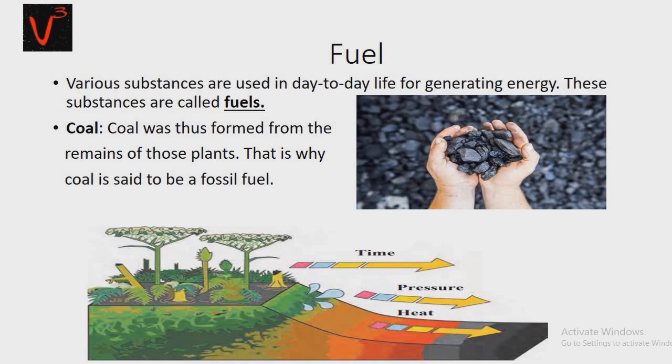Millions of years ago, forests got buried underground as a result of certain natural events, like an earthquake, flood or any such natural occurrence. Layers of soil kept getting deposited over them. The very high pressure from above and the heat from the earth's interior slowly transformed the buried plants into fuel. Coal was thus formed from the remains of those plants. That is why coal is said to be a fossil fuel.